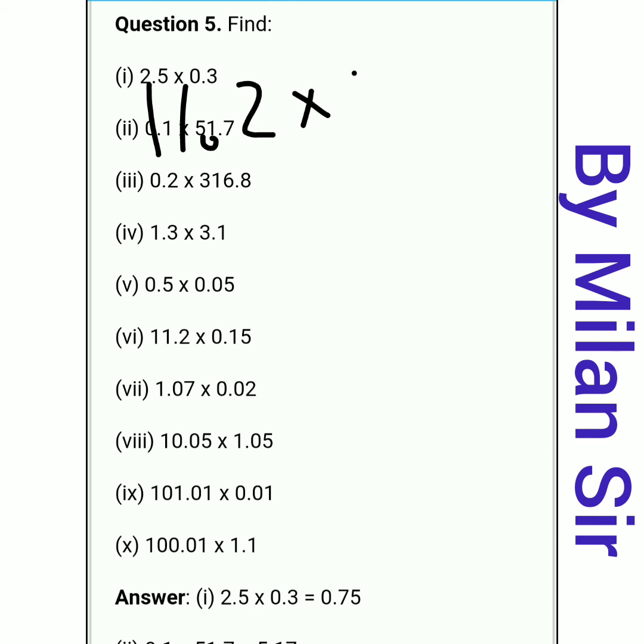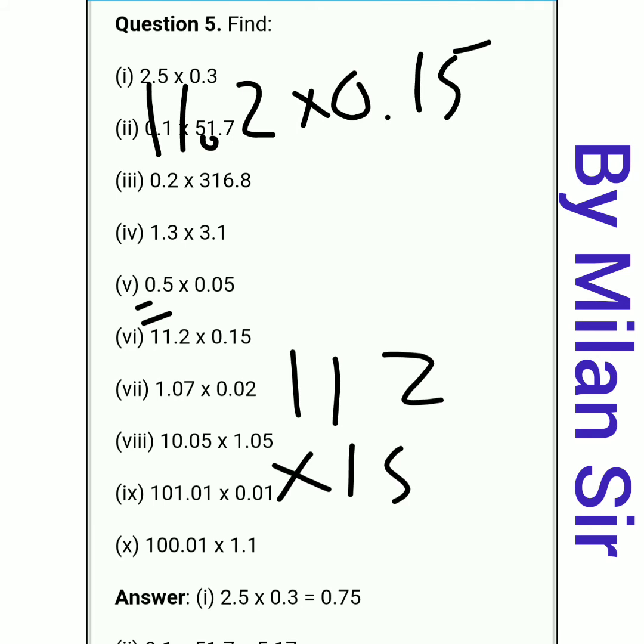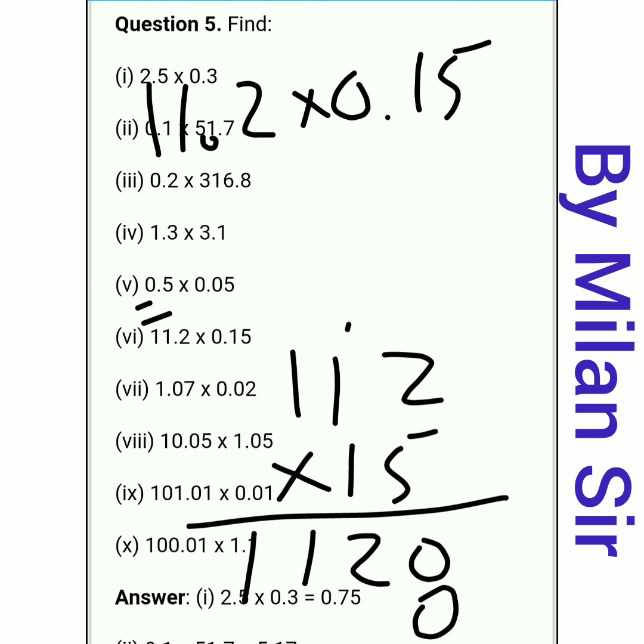Okay, question number 6. 11.2 multiply 0.15. First of all what we need to do, we need to ignore the decimal point and do the multiplication process. So 112 multiply 15. So 1120, 5 twos are 10, 5 ones are 5 plus 1 is 6, 5 ones are 5. So what is the answer of this addition? It is 1680, right?